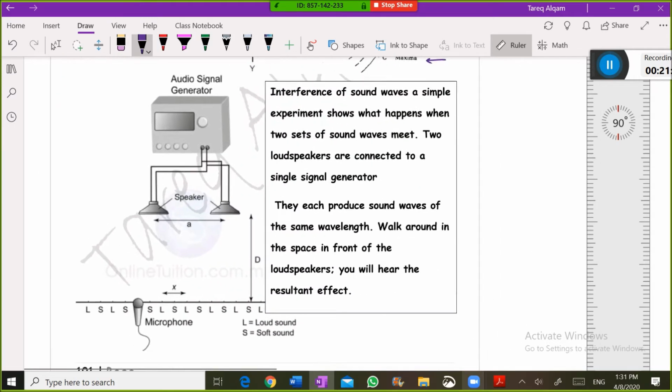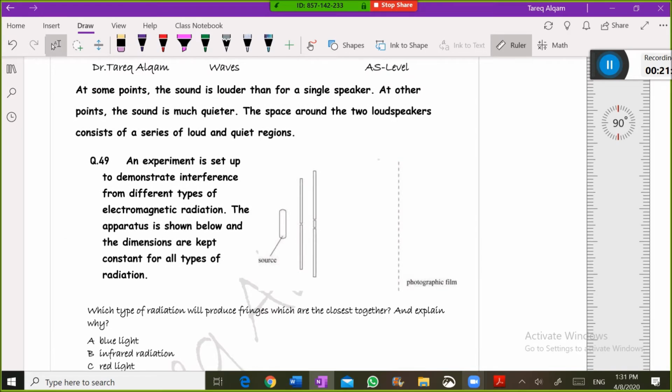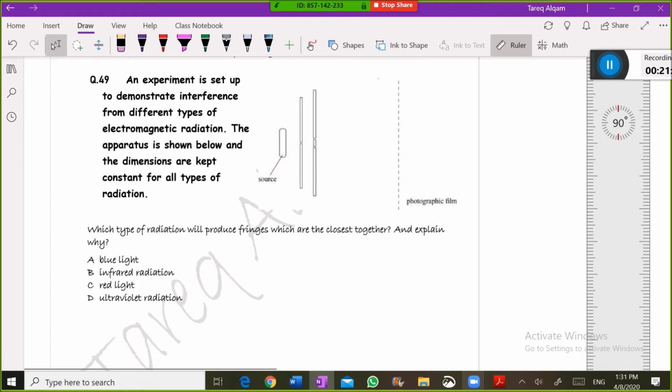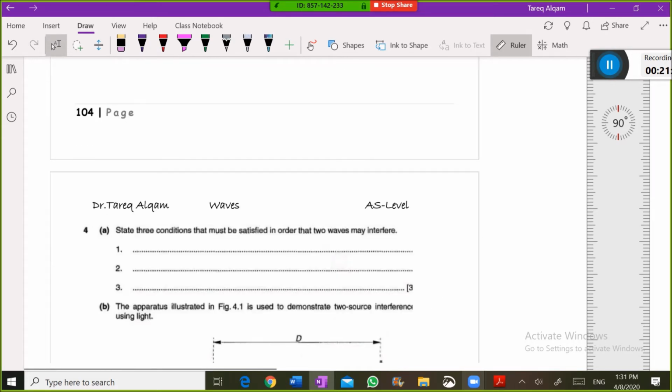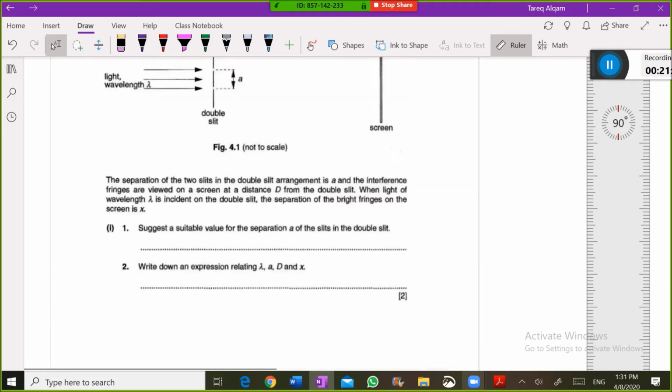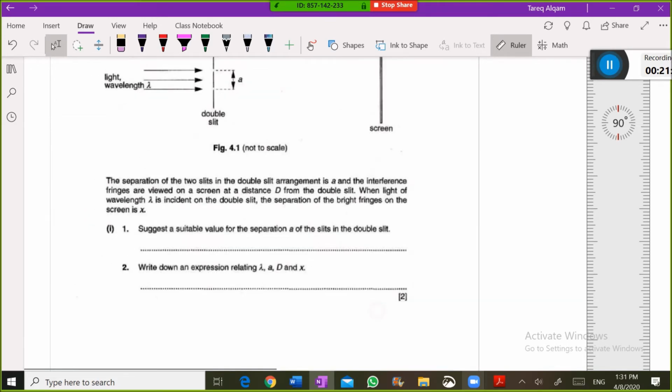Any question about this point, guys? Okay, your next homework will be, you have to do the questions from page 102 to 104.